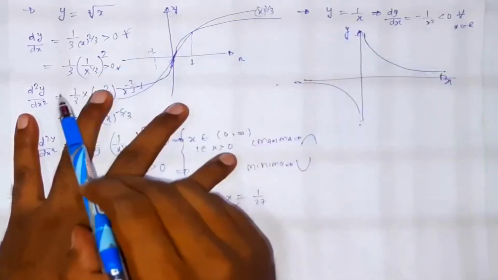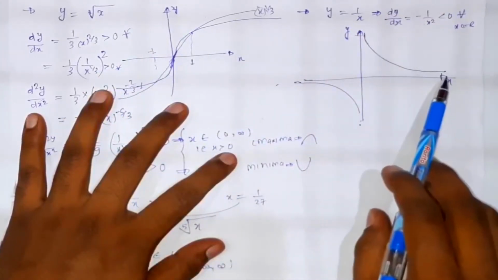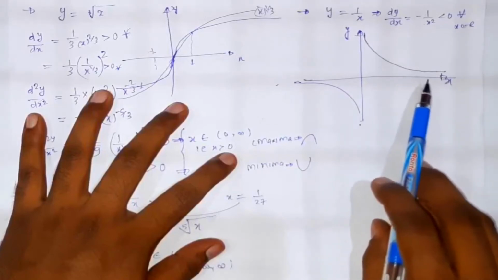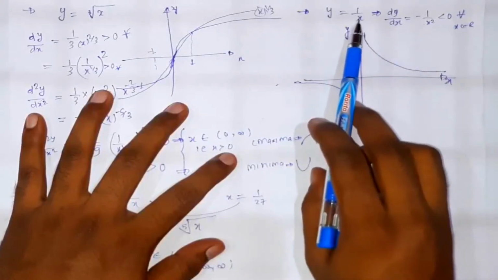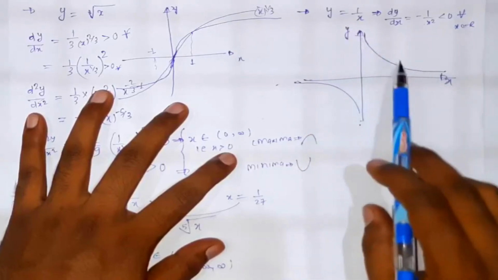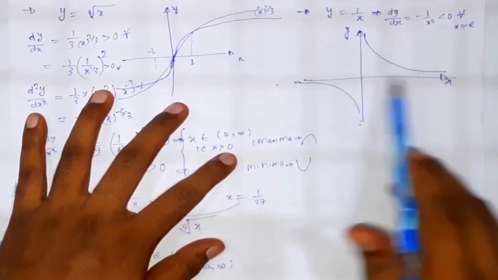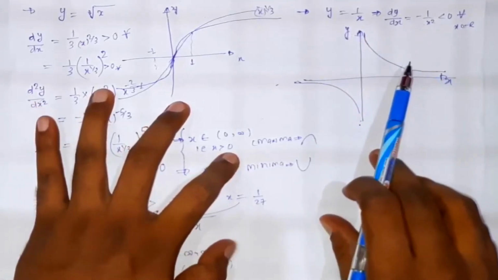Similarly, we need to do the simple differentiation for this portion. For the values of x greater than 0, d2y by dx square will be positive. That is minima. The graph will be like this, concave up. That is the minima side. Okay, so I hope this is clear to all of you.